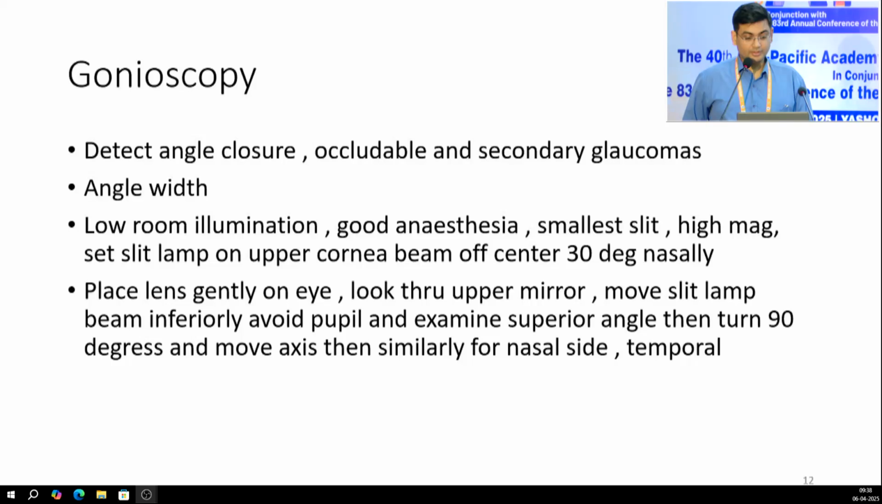Now coming to gonioscopy, you have to detect angle closure, whether it is occludable, or whether there are secondary glaucomas where the angles are open but blocked. Look for angle width. Suitable illumination is required, which is low, with good anesthesia, the smallest slit possible, and the highest magnification. Set your slit lamp on the upper cornea of the gonio mirror, where you can see the inferior angle first. Don't put the light on the pupil, as it will artificially constrict the pupil. Then you can go and examine the nasal and the temporal side.